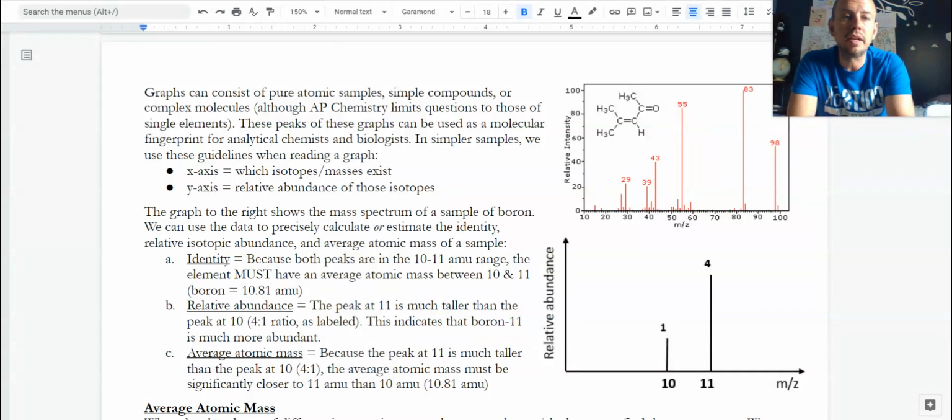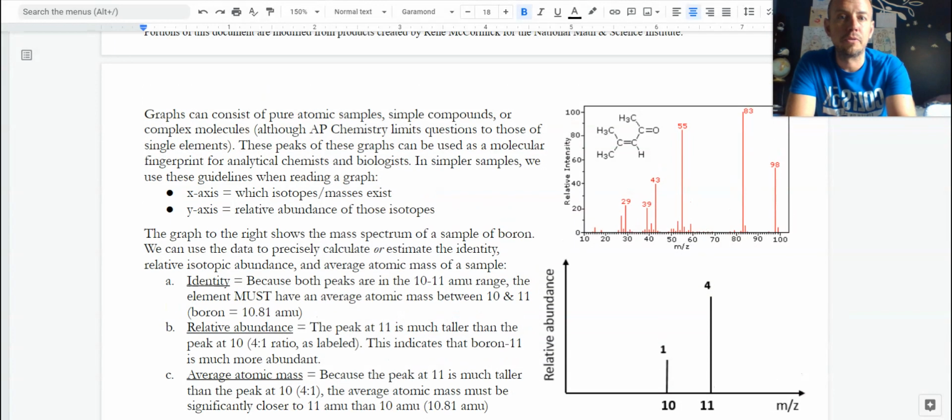But whether it's a really complex graph based upon a really complex compound or a very simple graph from just an element, two things remain the same. The x-axis focuses on which isotopes or which masses exist within that element or compound. And then the y-axis is the intensity, or tells us the abundance of those isotopes.